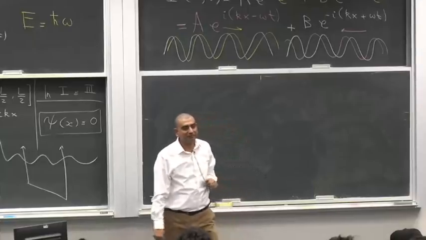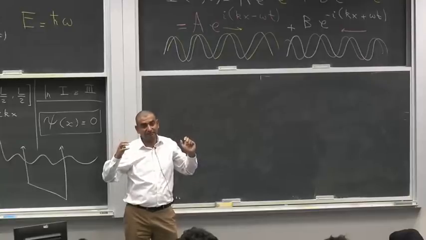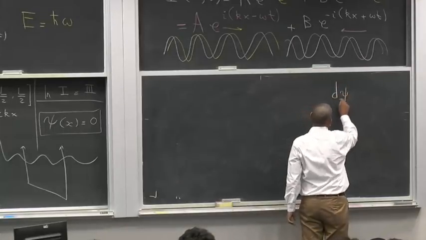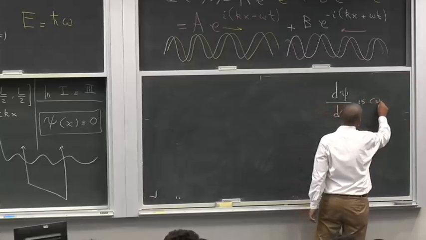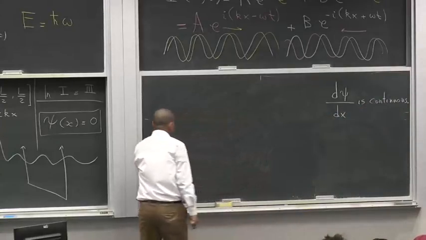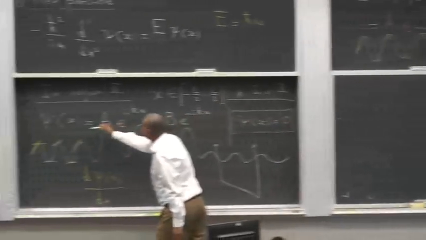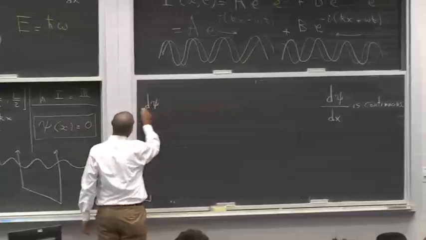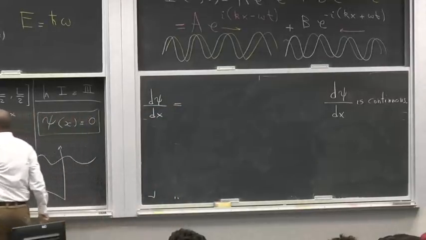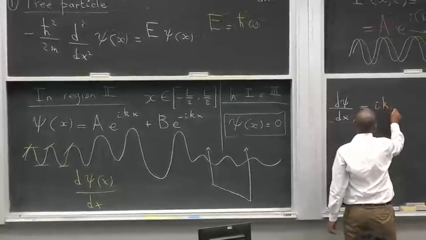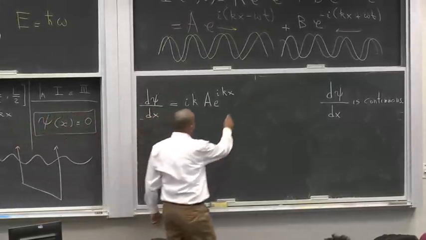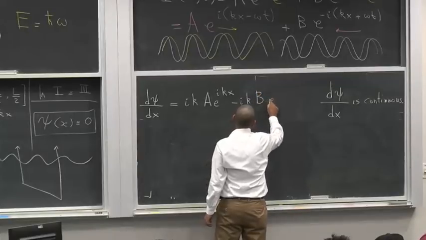Exactly. So now what we would like to do is impose another physical constraint. The second physical constraint is that we would like the first derivative to be continuous. So now let's, and I'm going to explain this in a minute. If this is my wave function, I take the first derivative of this function. What do I get? I get ik A e^(ikx) minus ik B e^(-ikx).